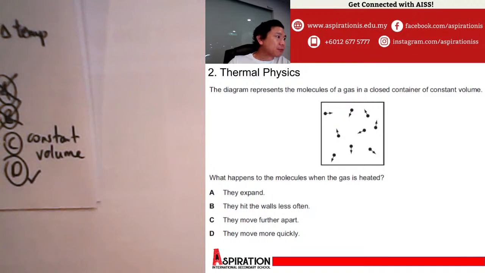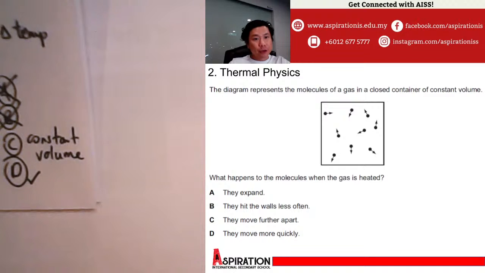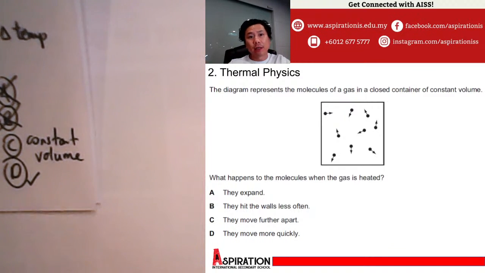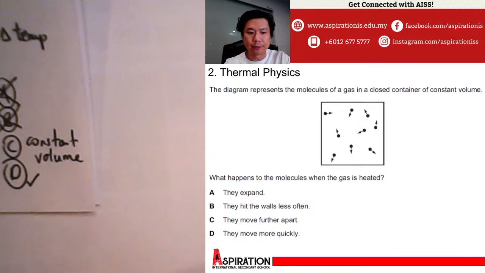So now, yes, Kenjin, you are right. Kenjin states that because they don't have any more space to move. You are right. It's because of the constant volume of the container. The container does not expand. And that is given in the question. Thank you, Kenjin.